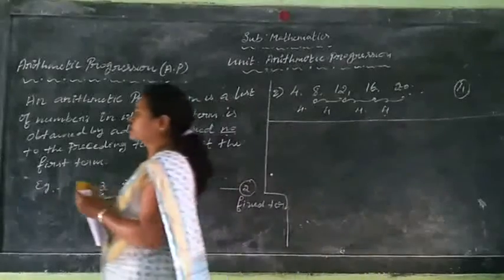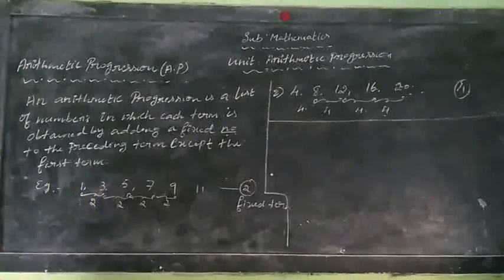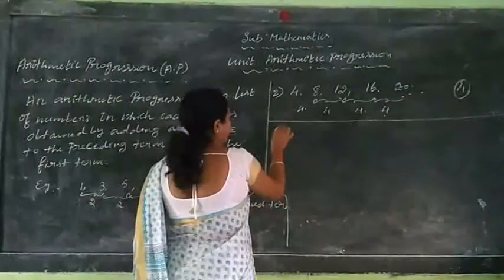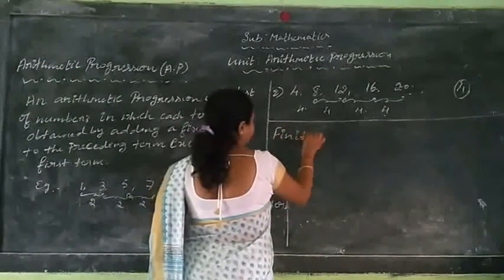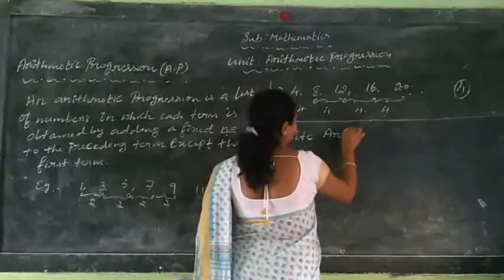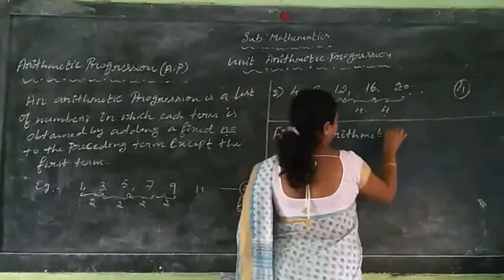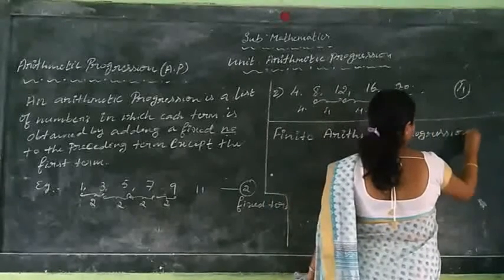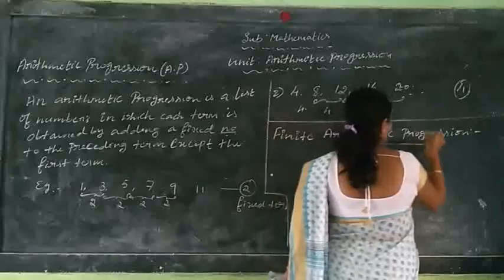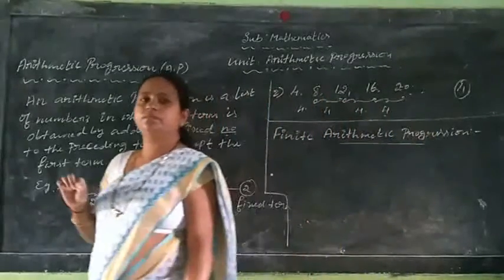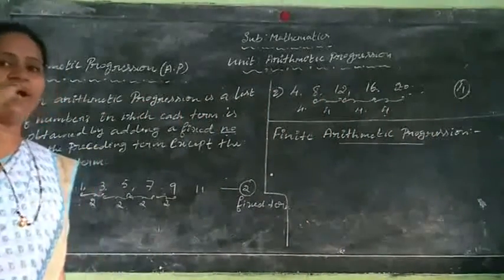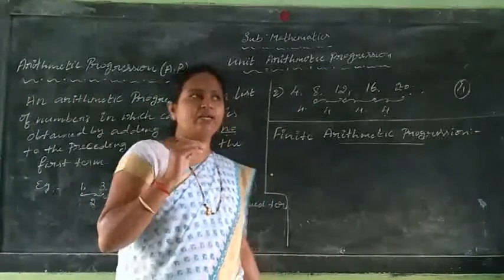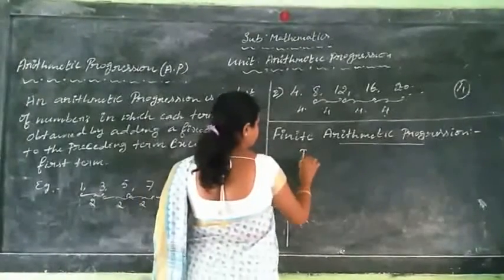Now we should move on to the two types of progression, that is finite arithmetic progression and infinite arithmetic progression. Finite arithmetic progression. So what do you mean by finite arithmetic progression? So finite, you have studied about the word finite, isn't it? What do you mean by finite? Yes, finite means if there are countable number of terms.